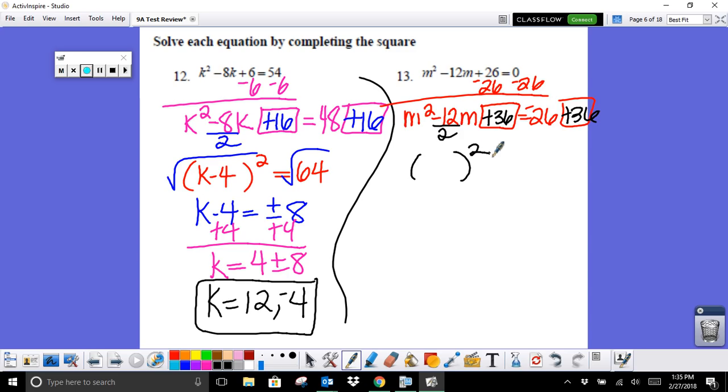Now I'm going to factor this left side. It is a perfect square trinomial. Take your b, cut it in half. That's your factor. So I'm going to have m minus 6 squared equals negative 26 plus 36, which is 10.